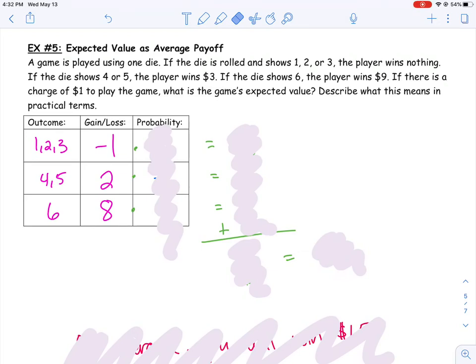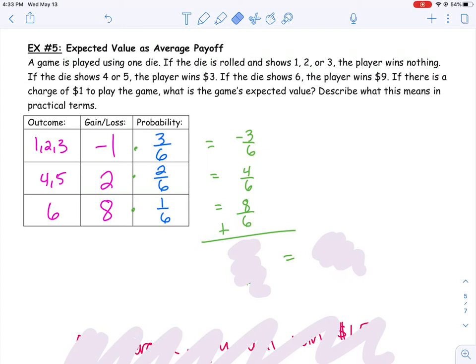Now I want you to go through and figure out the probability of each of these outcomes. What's the probability that you're going to roll a 1 or a 2 or a 3? What's the probability that you're going to roll a 4 or a 5? And what's the probability that you're going to roll a 6? The probability that you're going to roll a 1, 2, or 3 is 3 out of 6. The probability that you'll roll a 4 or 5 is 2 out of 6. And the probability that you'll land on a 6 is 1 out of 6. Now that we have the gains and the probability, let's go ahead and multiply those together so that we can add them.